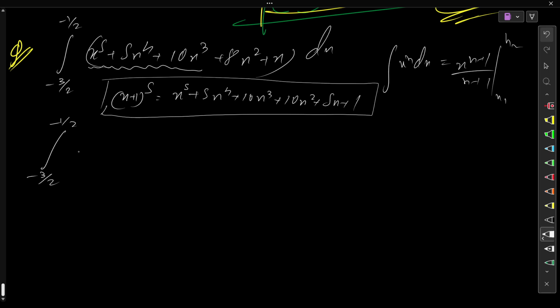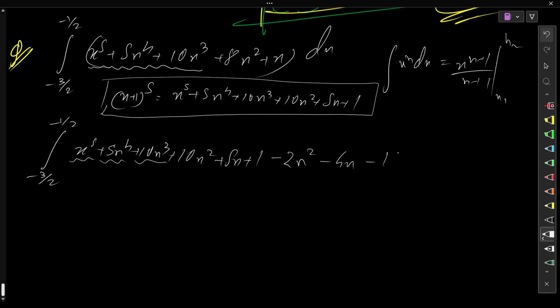If I write it down as x to the power of 5 plus 5x to the power of 4 plus 10x to the power of 3 plus 10x to the power of 2 plus 5x plus 1. And now to balance out the whole question, this, this, and this is exactly taken from there. To make it 8x square, I'll subtract 2x square. And to make it x, I'll subtract 4x and 1, dx.